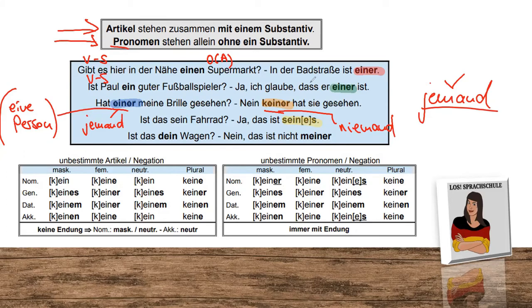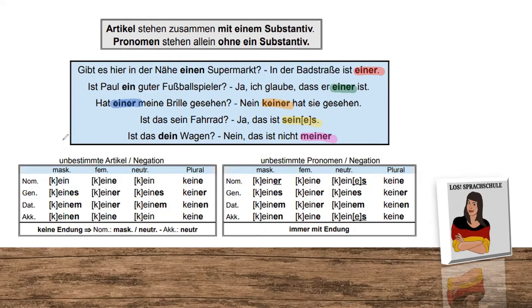And the last one. Ist das dein Wagen? Nein, das ist nicht meiner. Is this your car? No, this is not mine. So why did I choose so many nice colors? Because now we have two tables and we try to find where can we have the information we need.